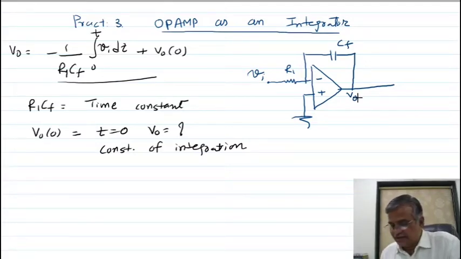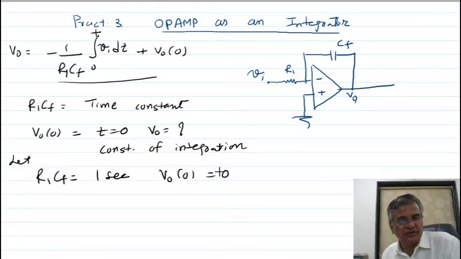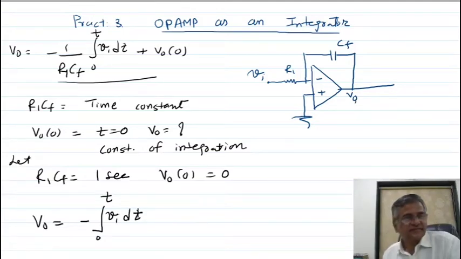So in an integrator circuit, the output is proportional to the area covered by the input signal, or you can say the output is the integration of the input signal Vi. Let the initial voltage on the capacitor be 0 and the output voltage be 0 at time t equal to 0. So my equation of the output voltage I can write as minus integral 0 to t of the input signal. This is the equation of this circuit.